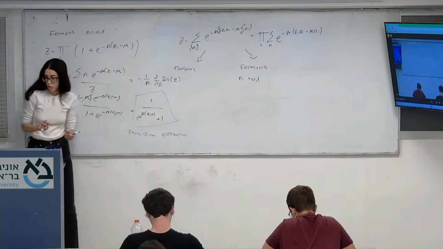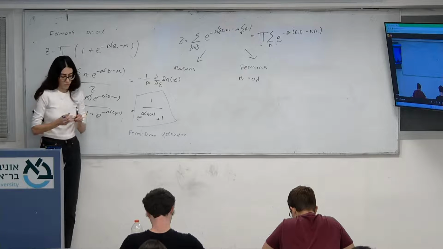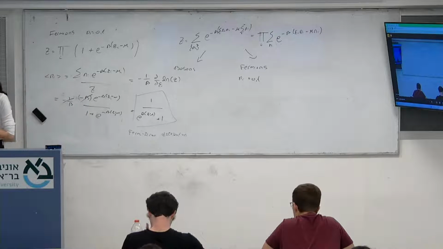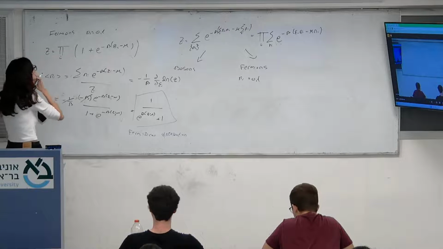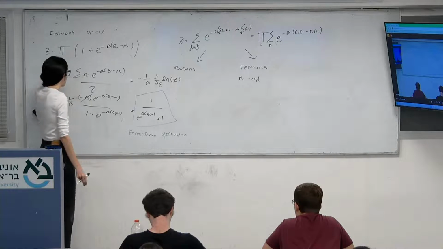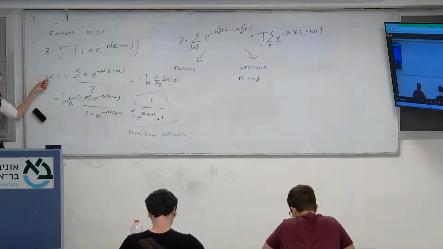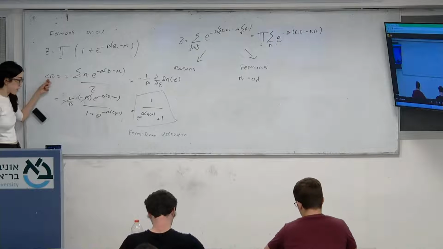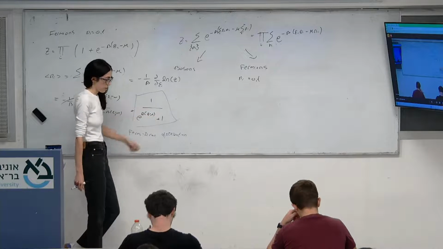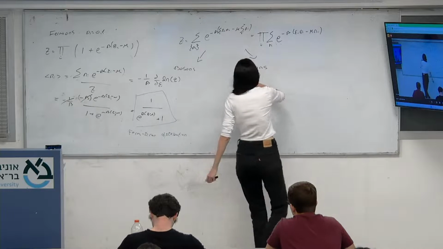You probably saw that in condensed matter or something. So the average number of particles with energy epsilon i is equal to that. Now let's look at bosons.